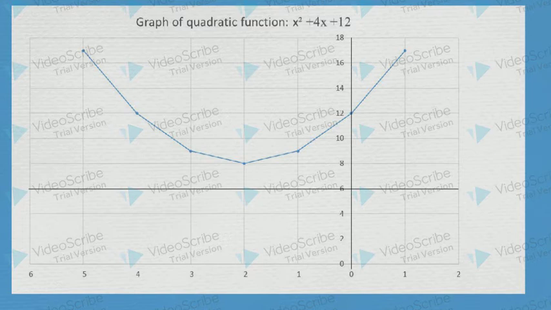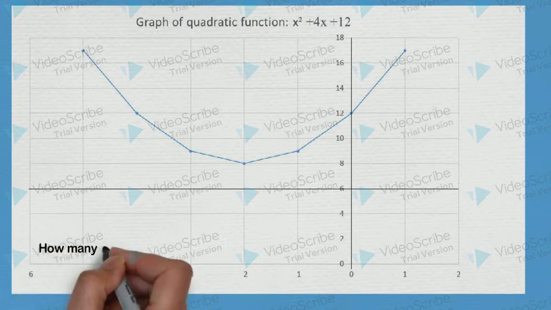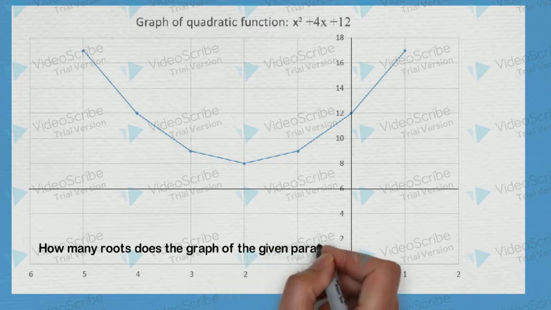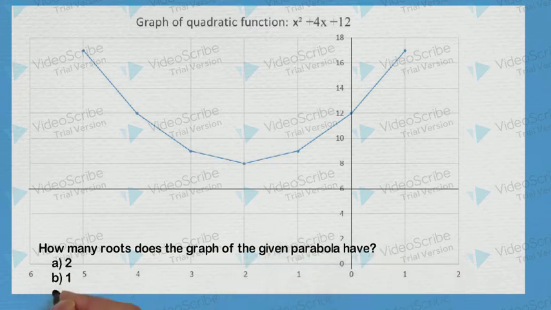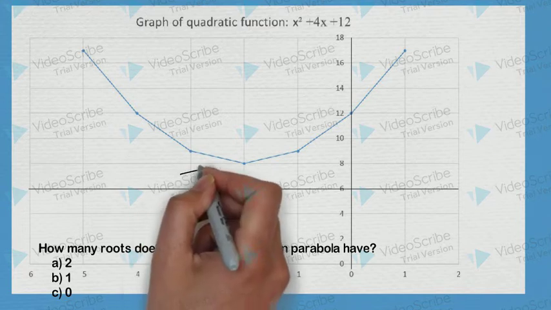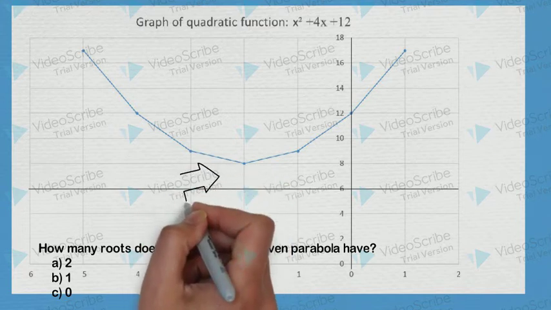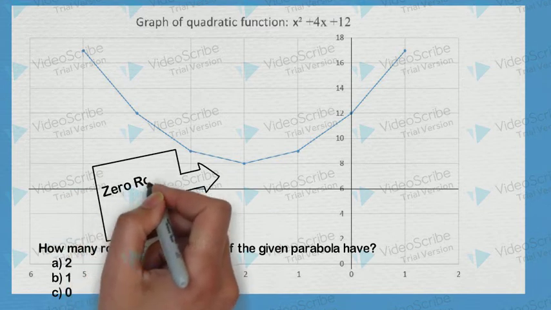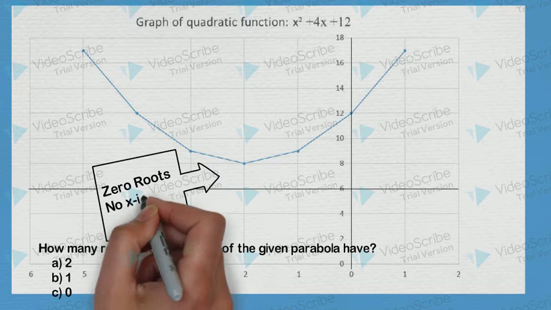Okay, now we have the graph for the quadratic function x squared plus 4x plus 12. How many roots does the graph of the given parabola have? 2, 1, or 0? We must find where the graph crosses the x-axis. Let's look at this graph. Does any part of this parabola touch the x-axis?